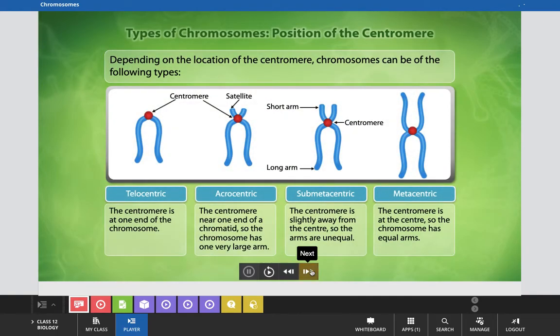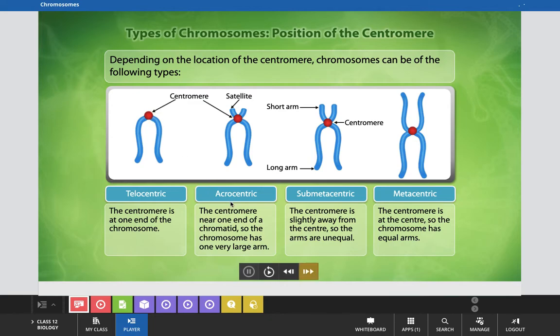Now, on the basis of the position of the centromere, there are four types of chromosomes. In class 11th also you have studied about it. Once again we are recalling and recapitulating it because it is also with reference to the study of chromosomes. Depending on the location of the centromere, one type of chromosome is known as telocentric, where the centromere is at one end of the chromosome, as you can see here.